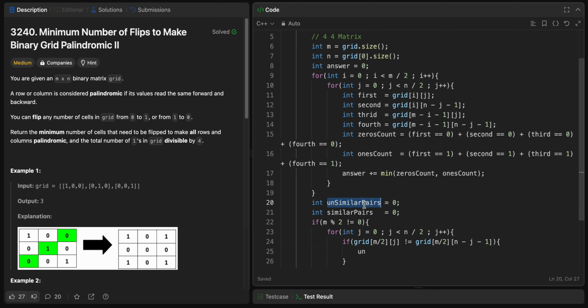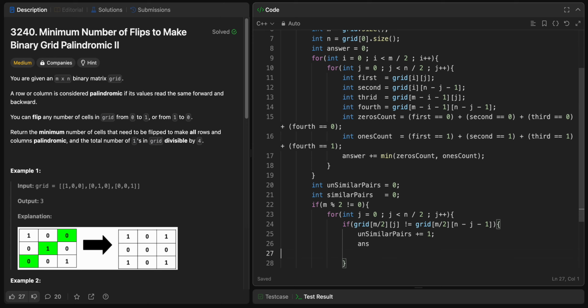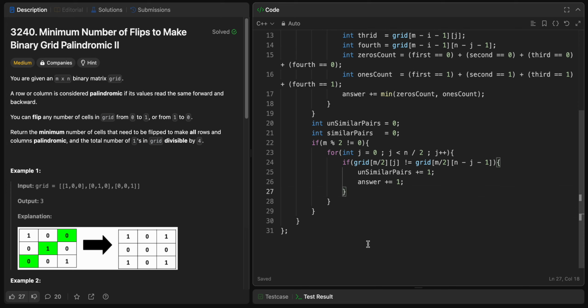unsimilar pairs would be incremented by 1 for sure, because we found an unsimilar pair, and my answer also will be incremented by 1 because I need to change either of them to 0 or 1. That depends upon our need, but the answer would be incremented by 1. Or else, if those are equal and if my grid of m by 2 jth element is equal to 1, then similar pairs would be incremented by 1. I already told you that we will keep track of only one similar pair, so it will be incremented by 1.